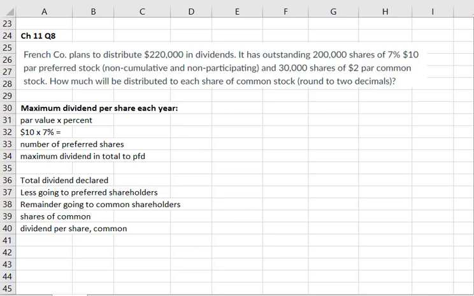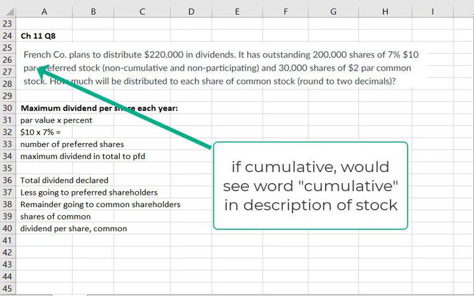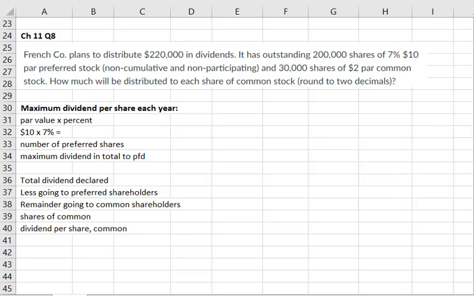So here, this is a non-cumulative stock, although you knew that because the word cumulative wasn't in the description of the stock. So after the 7%, $10, you didn't see the word cumulative. So that would tell you automatically it was non-cumulative. Anyway, we've got some preferred shares, non-cumulative, meaning there won't be any in arrears that we have to deal with. And then we have a common stock, and they want to know how much of that 220 that was declared is going to the common.